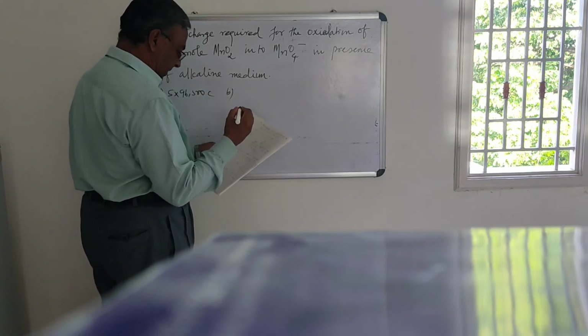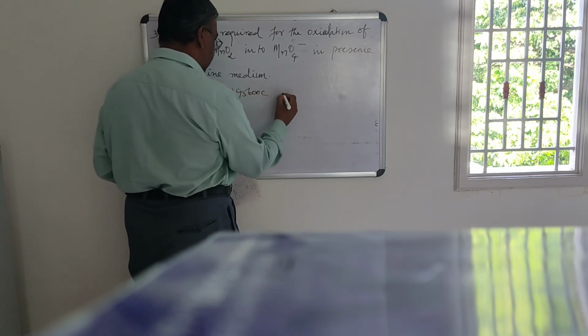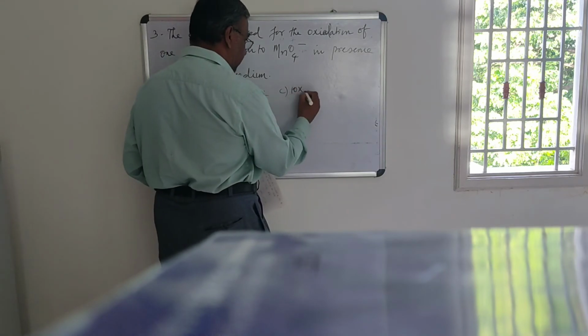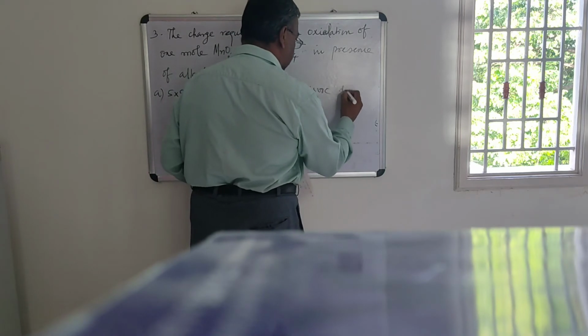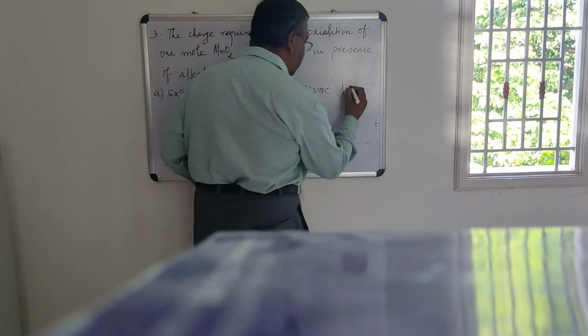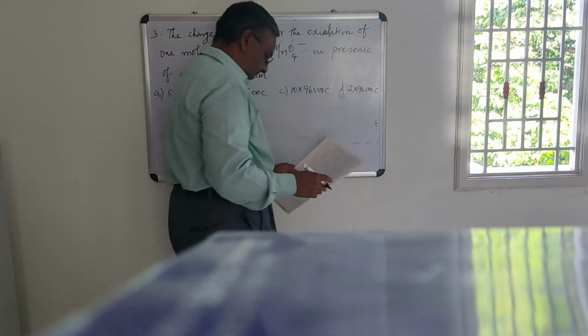B, 95,600 coulombs. C, 10 into 96,500 coulombs. D, last option, 2 into 96,500 coulombs.